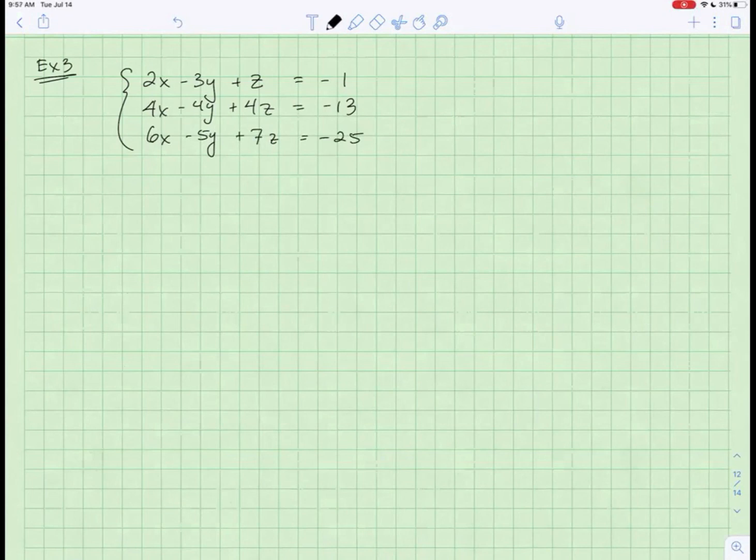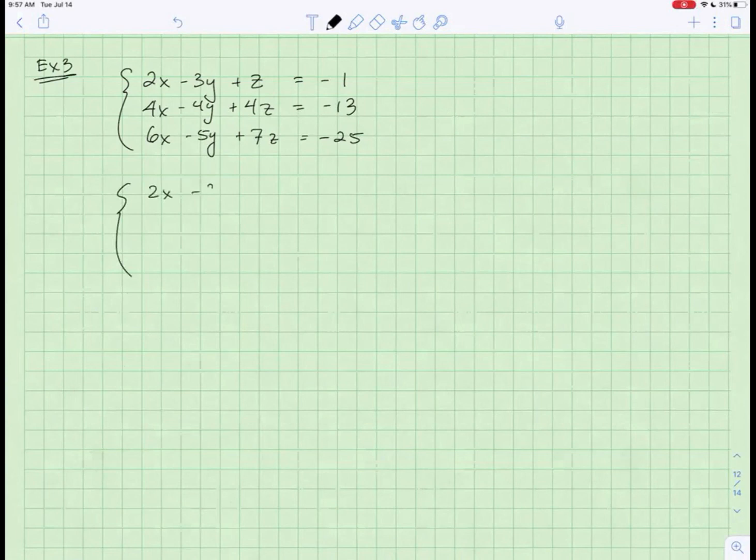Okay, so we're basically going to do the exact same thing as we did in the previous two examples. We're just going to start doing EROs, elementary row operations. And well, let's just get started. Everybody in the first column is even, so let's get a hustle on here.